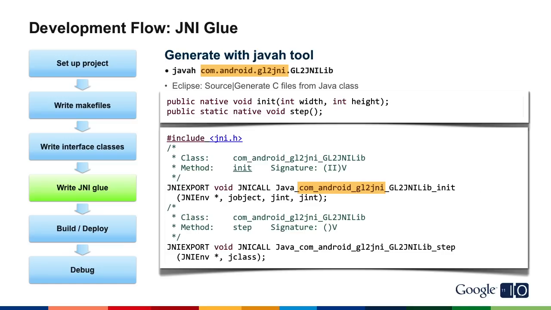The names of the functions are a concatenation of the class path, the class name, and the function name, all separated by underscores. The parameters to those functions are transformed into JNI types that are in C, jint for instance. And then there are a couple of extra parameters. One is a pointer to a JNI environment, which is the object that you use to talk to the Java system from C++. And there's also going to be a handle to your object. Or, if the function is static in Java, there's going to be a handle to your class. We'll show you how to use that in just a second.